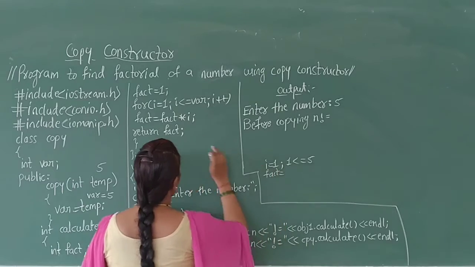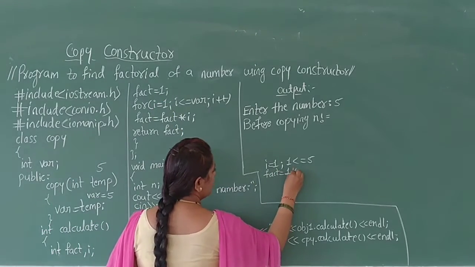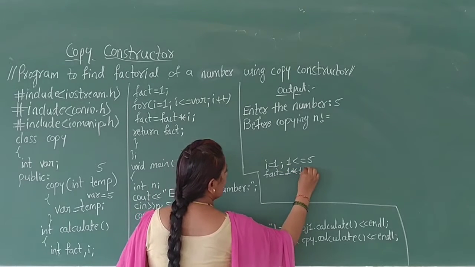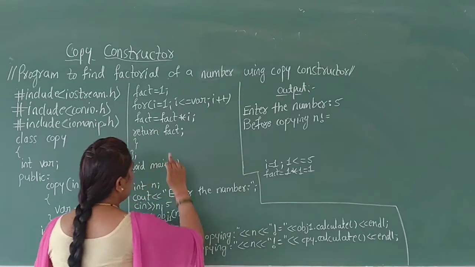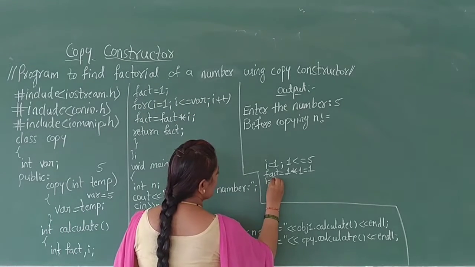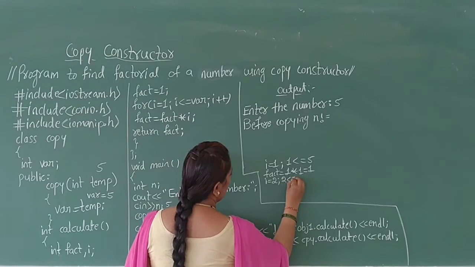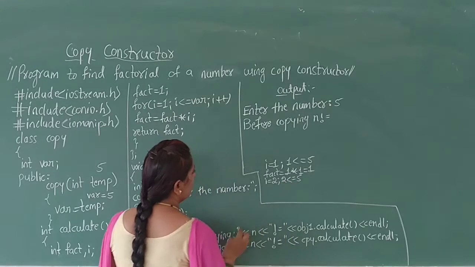Fact is equal to fact into I. Fact value is 1 into I value is 1. Now fact is 1. Next, again I is incremented by 1. Now I is 2. 2 is less than or equal to 5. Yes, it is less than 5.